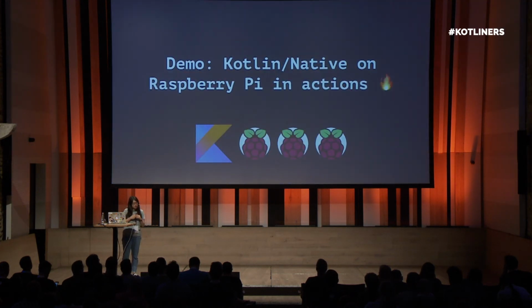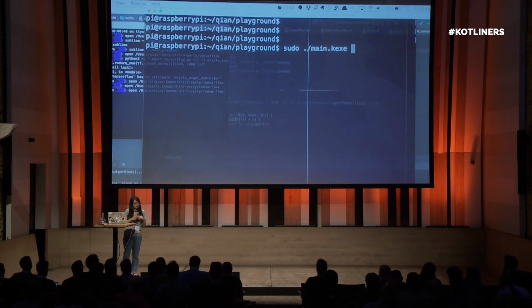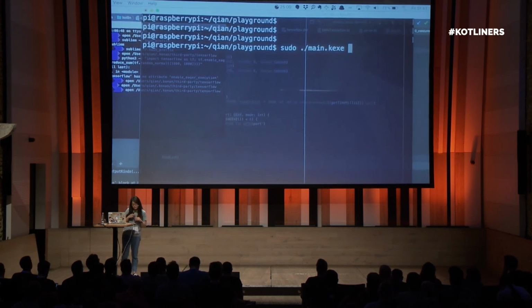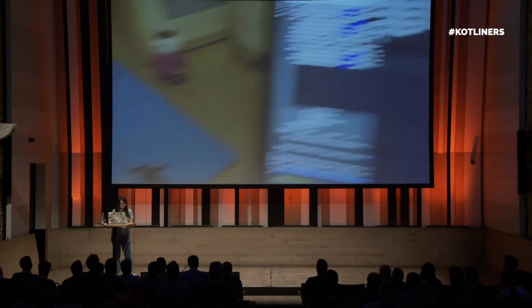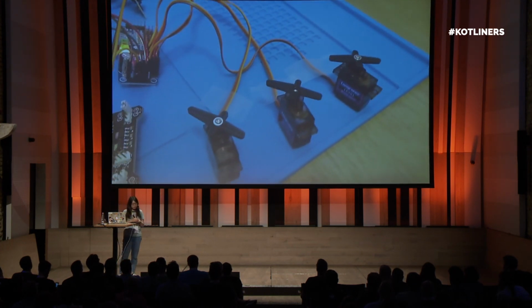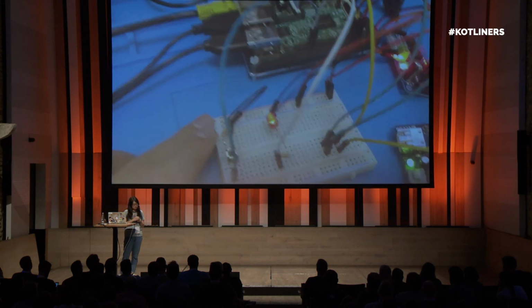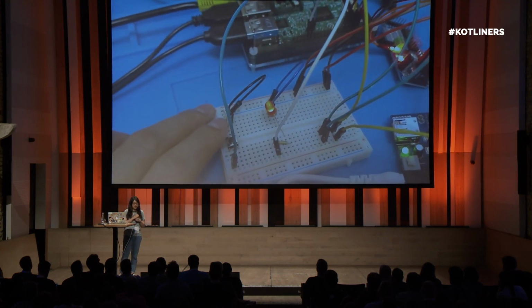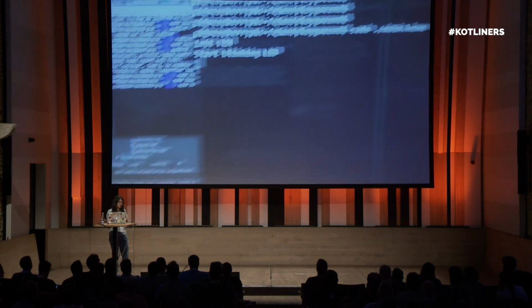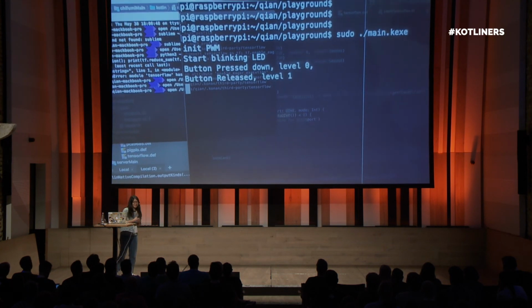And now I'm going to show you some Kotlin Native on Raspberry Pi in action. So the LED is blinking. It's a basic demo, but it took me a long time to reach this point.